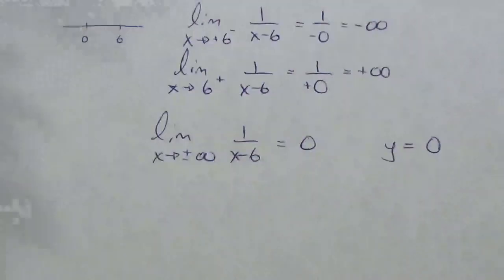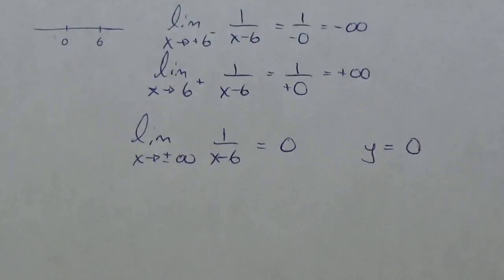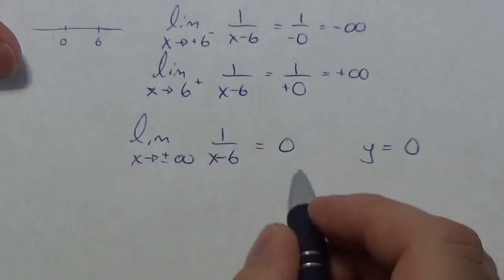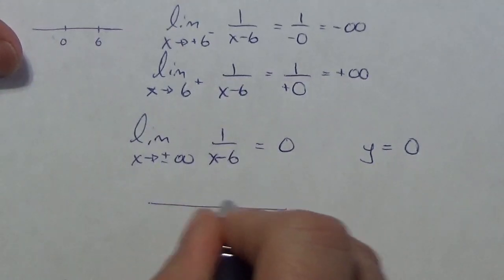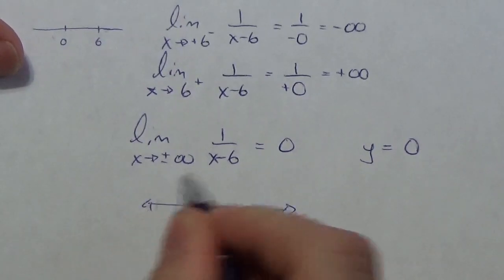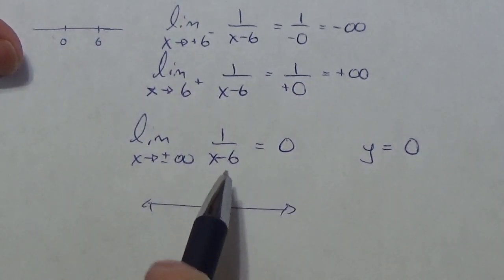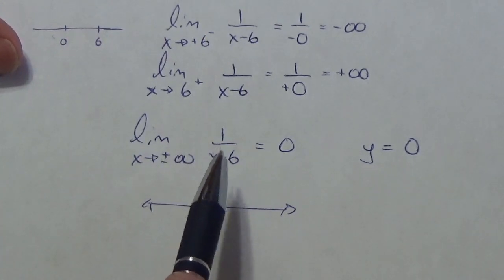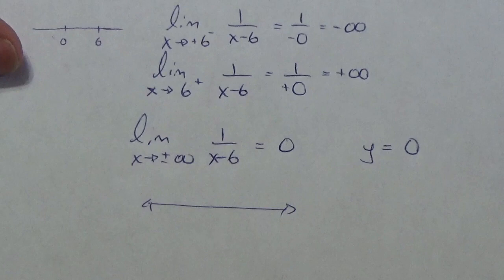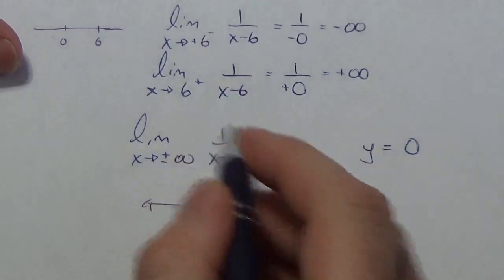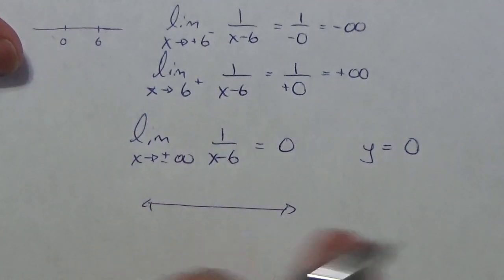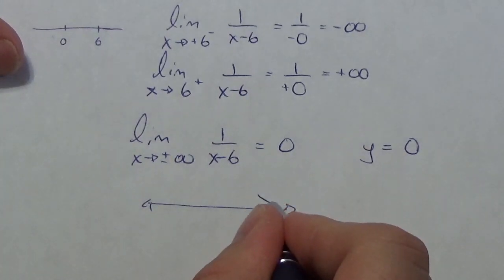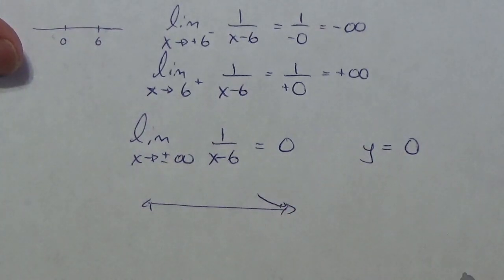Now, based on all the other information that I've got here, I can kind of figure out whether it's approaching from above or below. But just out of curiosity's sake, let's take a quick look at it. So here's my number line. I'm going off to positive infinity or to negative infinity. Let's go to positive infinity first. If you let x become a really, really large positive number, then x minus 6 is also going to be a positive number. And so the whole expression is going to be positive. So when I go to the right, I'm going to be coming down to the asymptote from above.